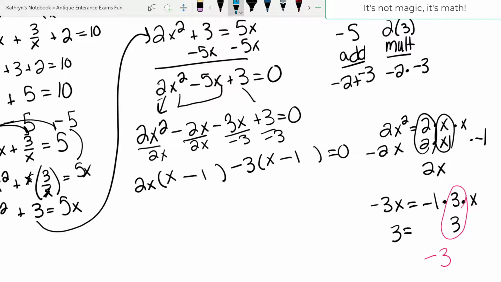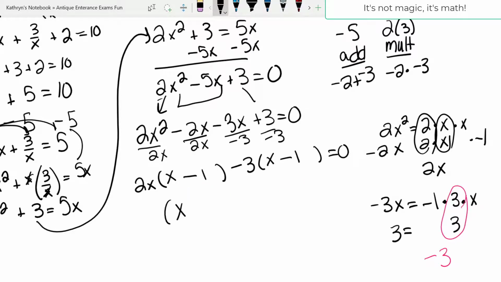I want to point out that if we hadn't taken out negative 3, let's say we took out a positive 3. Well, negative 3x divided by positive 3 is negative x. 3 divided by 3 is 1, and we'll have a problem because these don't match. And so if you ever run into that, look back and say, oh, wait a second, I should have taken out a negative. But we are on the right track.